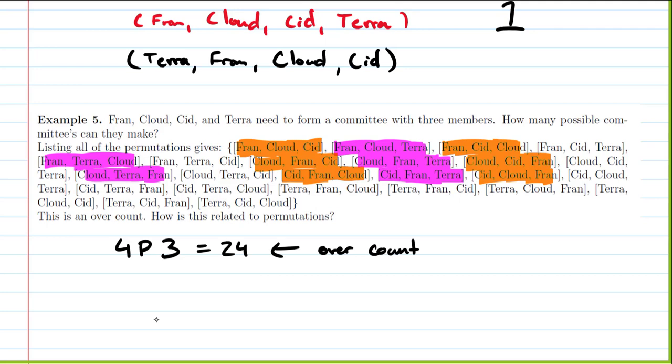Tara, Fran, Cloud. Yes? You highlighted Sid, Fran, Tara when it's supposed to be Cloud, Fran, Tara. Oh, thank you.